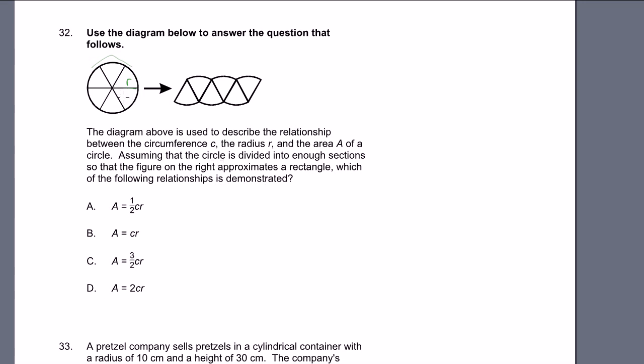So here they divide it into six wedges. Looks like a Trivial Pursuit piece, and they put them all up. But you can imagine if you made the wedges even thinner, if you divided it into 12 wedges, then it would start to look like this. And if you did it into 24 wedges, it would start looking more and more like a rectangle that looks something like that. The more you divide the wedges, it looks more and more like that.